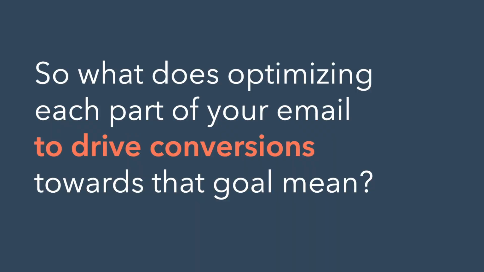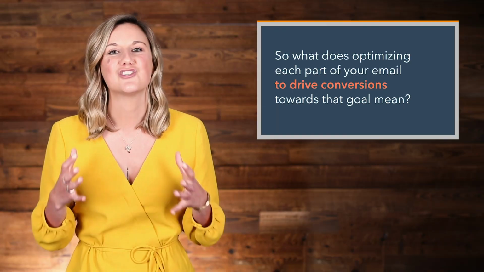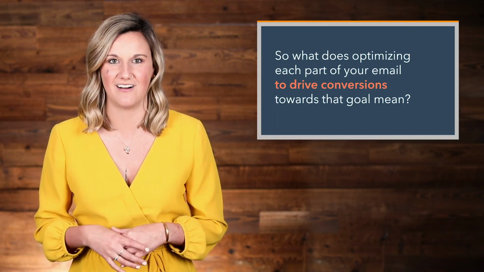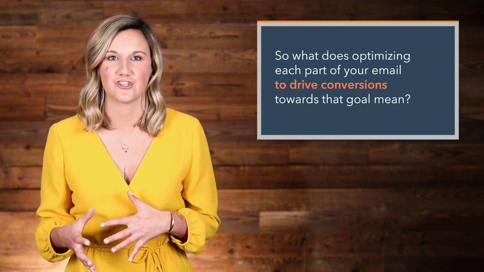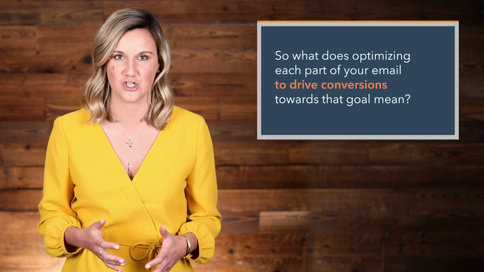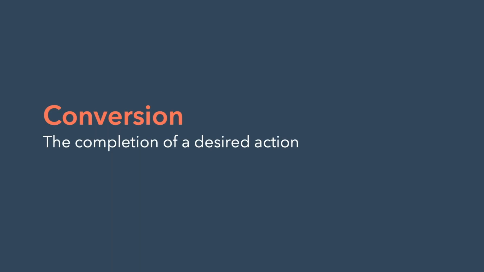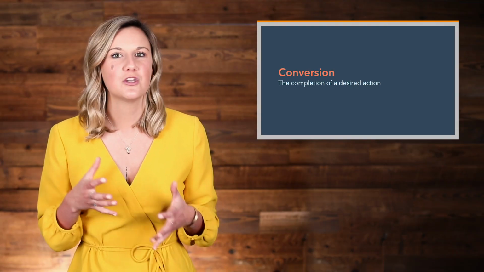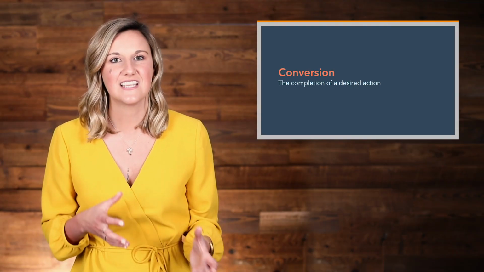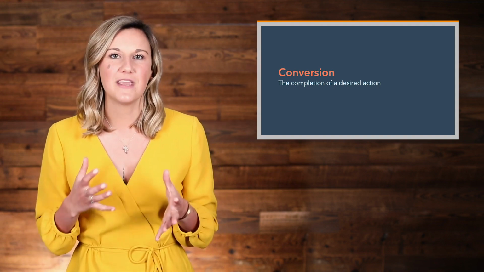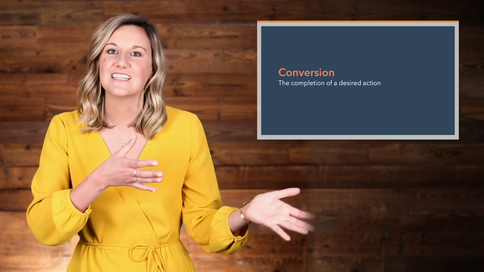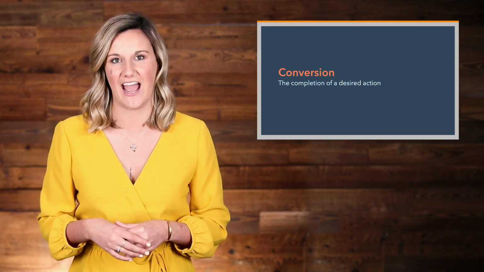So what does it mean to optimize each part of your email to drive the conversions towards that goal? It means looking at two key actions someone takes on your email: the open and the click. To optimize for a conversion, let's first define what a conversion is. We can define conversion as the completion of a desired action. Each email you are sending will have a goal, which is the desired action you are hoping your contacts are completing. Now you want to make sure each part of your email is guiding your contacts towards that desired action.